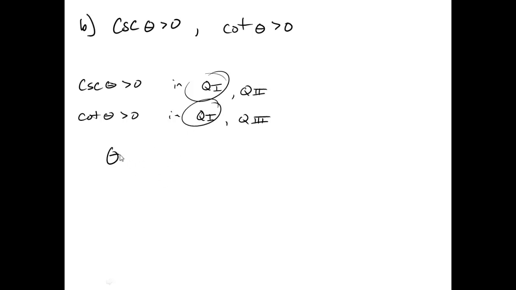So theta is in quadrant 1. Alright, so the angle theta is in the first quadrant is what that tells us. It doesn't tell us what the angle is, but we know it's got to be in quadrant 1. Alright, let's take a look at another one.